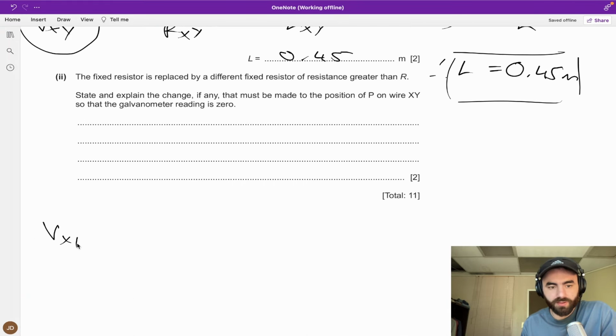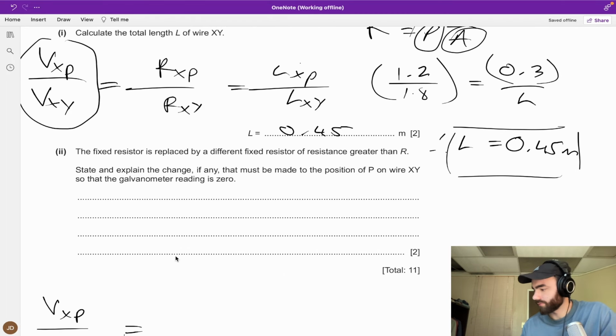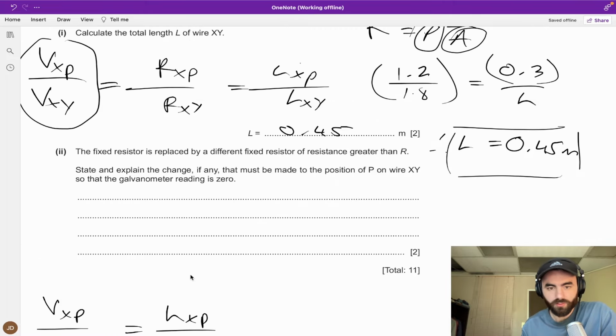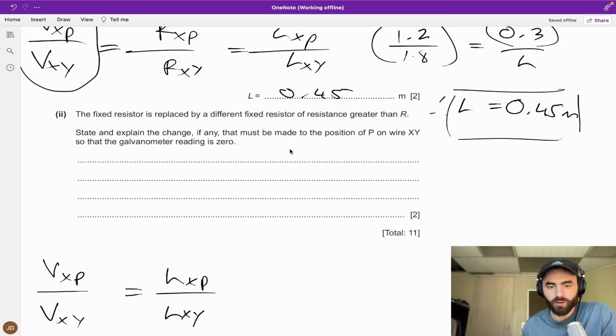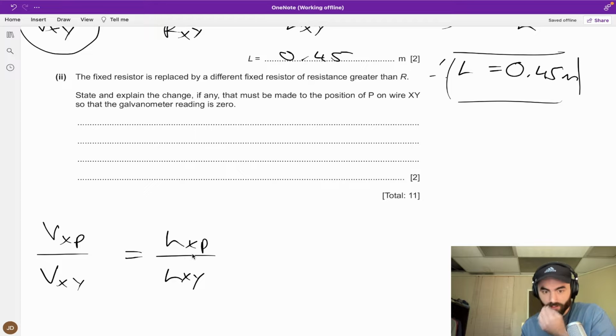We know that VXP over VXY equals LXP over LXY. Okay, so we want to know what happens to this, right? It's asking, this is the point where the galvanometer equals 0. This point P is where it equals 0.